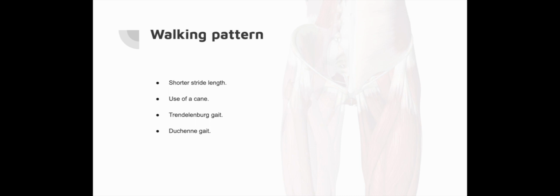Hip disorders are often recognizable from a distance. Normally, the walking pattern is symmetrical. Both legs are equally loaded and the stride length is the same on both sides. Due to pain and functional limitations, the stride length of the affected side becomes shorter. Sometimes a cane is used to reduce the load on the affected hip and to cause fewer complaints.